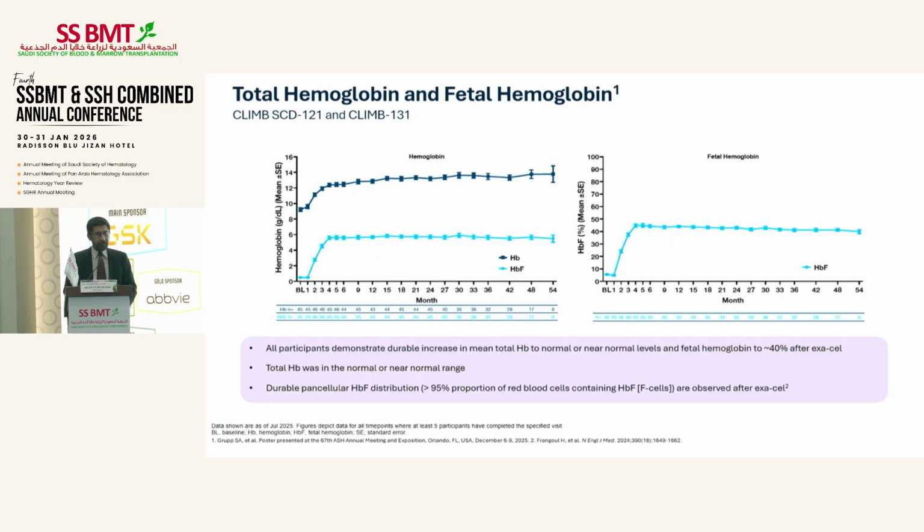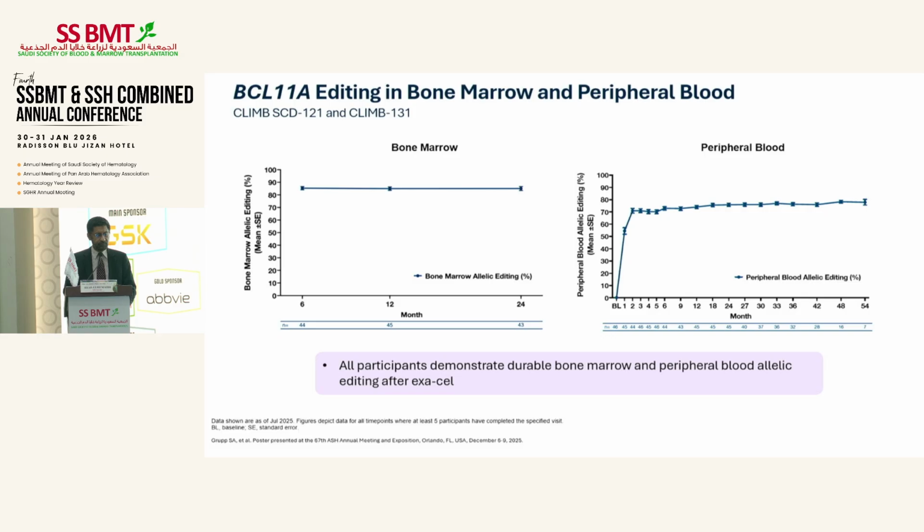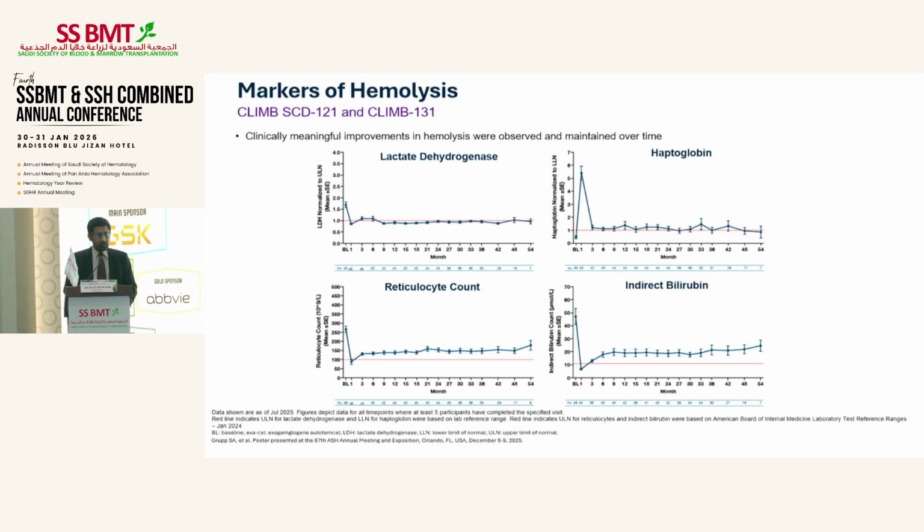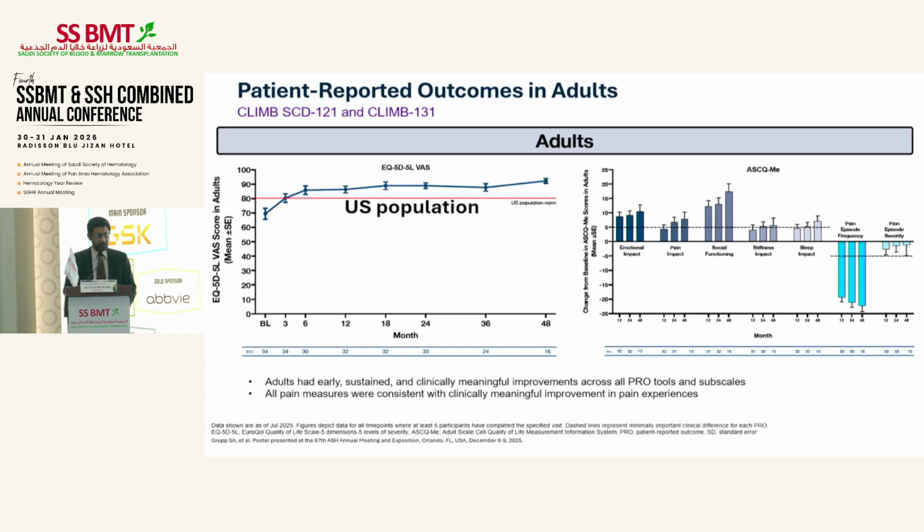This is the level of hemoglobin F, and you can see here the hemoglobin has improved after the treatment, and the hemoglobin F reached about 45 to 50% in the majority of patients. So half the hemoglobin became hemoglobin F. This is a bone marrow showing the percentage of patients with edited cells, and you can see here that 70 to 80% of the patients have actually edited cells. The hemolysis markers, the LDH, haptoglobin, reticulocyte count, indirect hemoglobin, all improved after the therapy.